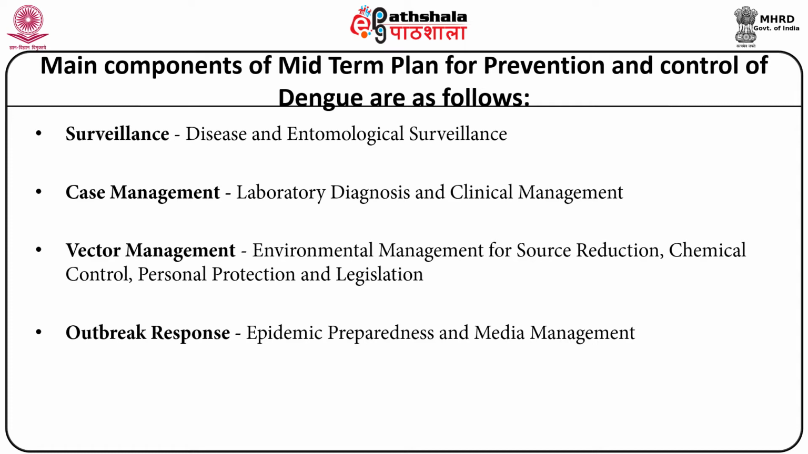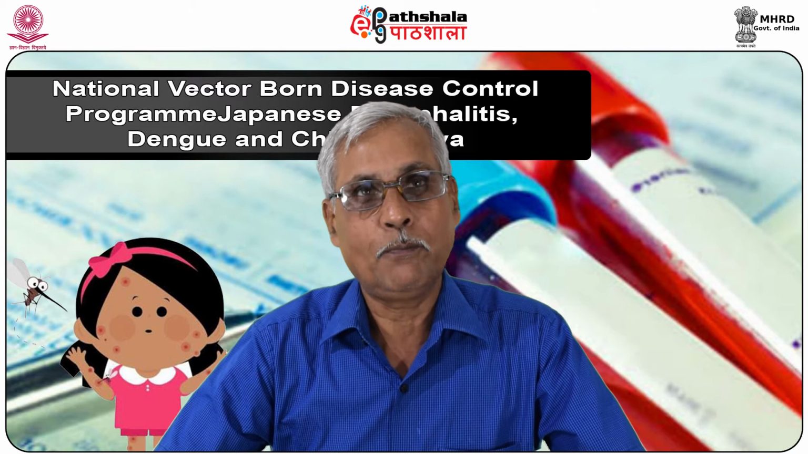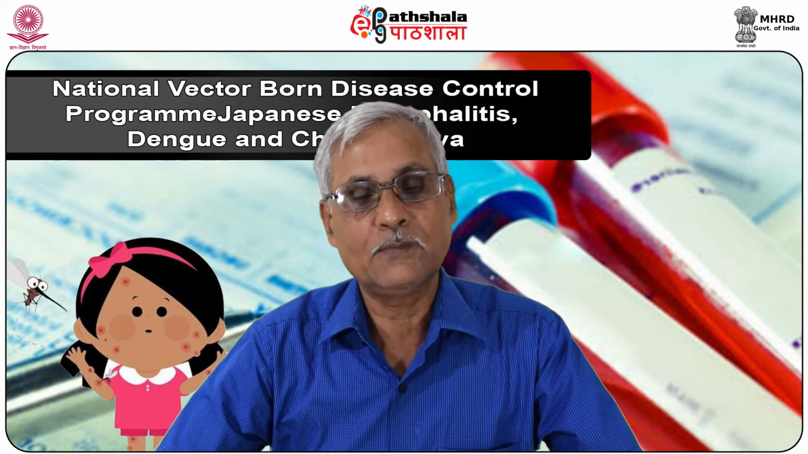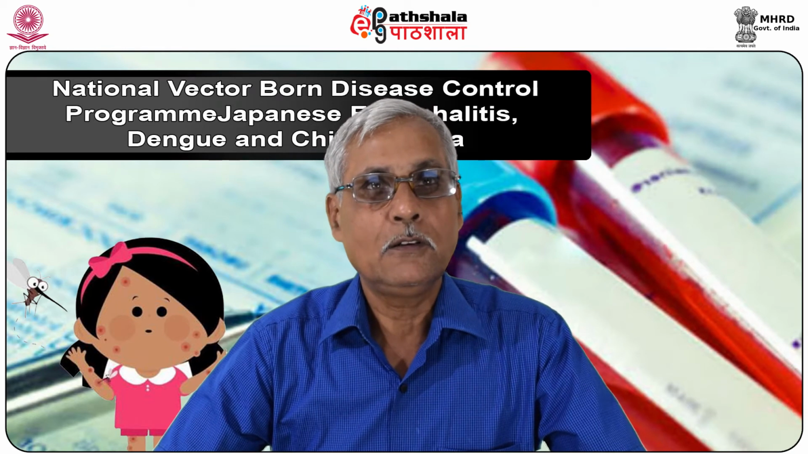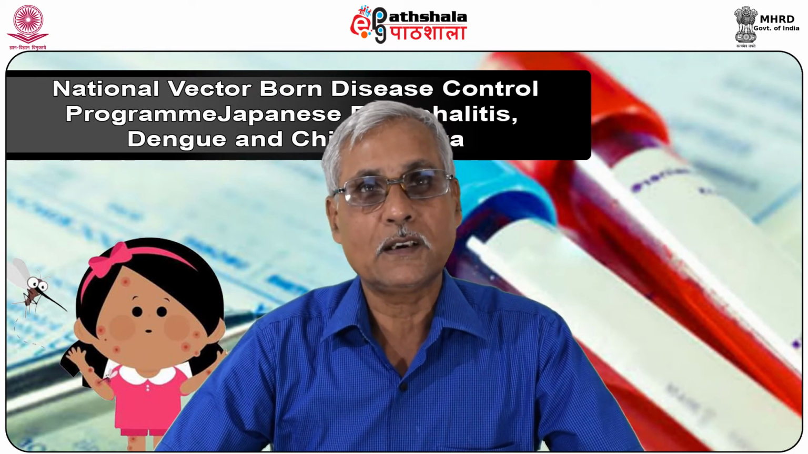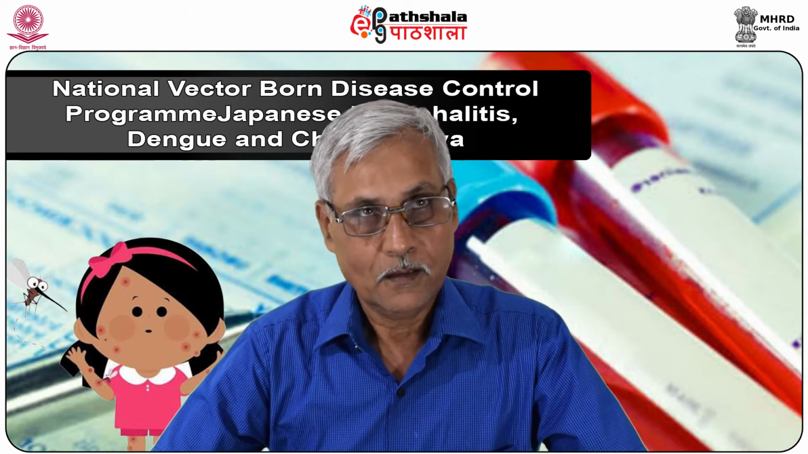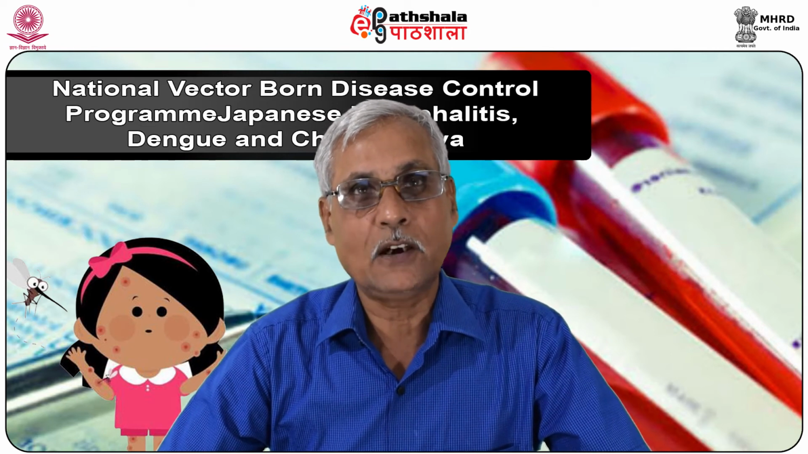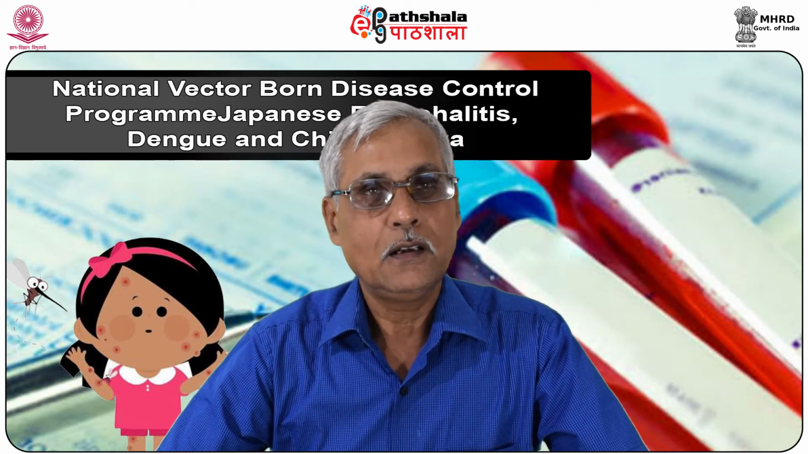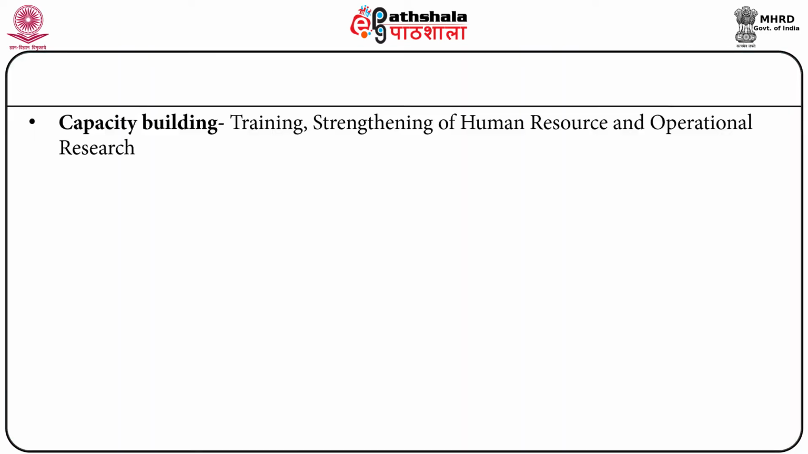By that we mean that there should be capacity to handle any impending outbreak of dengue or dengue hemorrhagic fever or dengue shock syndrome, so that the health system is capable of managing these cases. Outbreak response will reduce mortality, and it will cut down the cases of dengue in future. Capacity building in terms of training of staff, strengthening of human resource and operational research, and also provisions for other inputs is necessary.